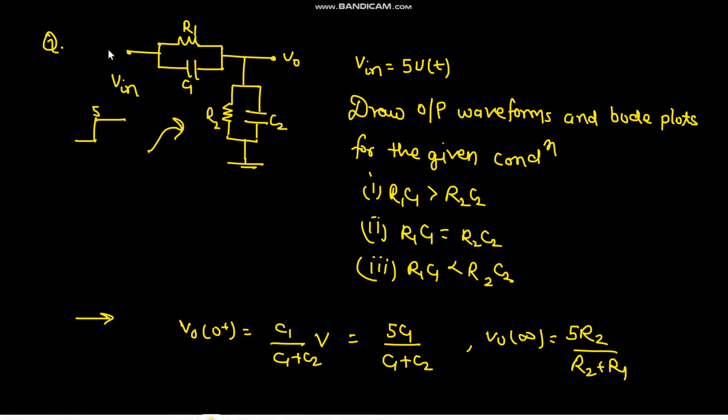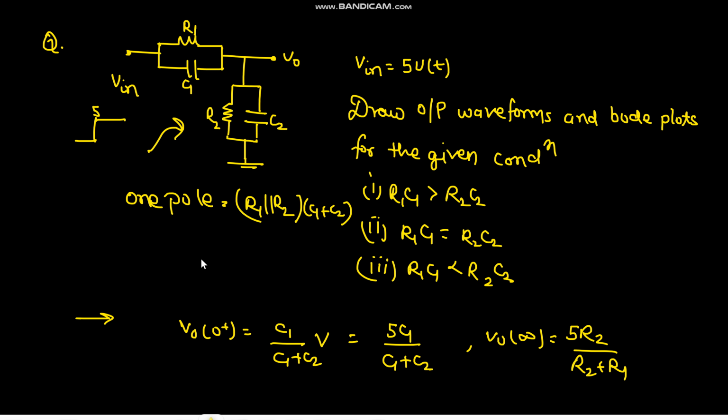For finding the pole, you can simply short circuit the input and see if we are having equivalent capacitance and equivalent resistance. So only one pole is there, and that pole is R1 parallel with R2 into C1 plus C2, right? And how many zeros are there?